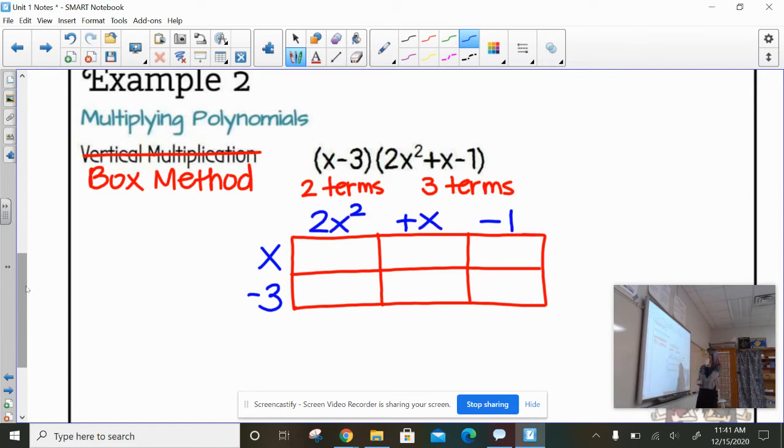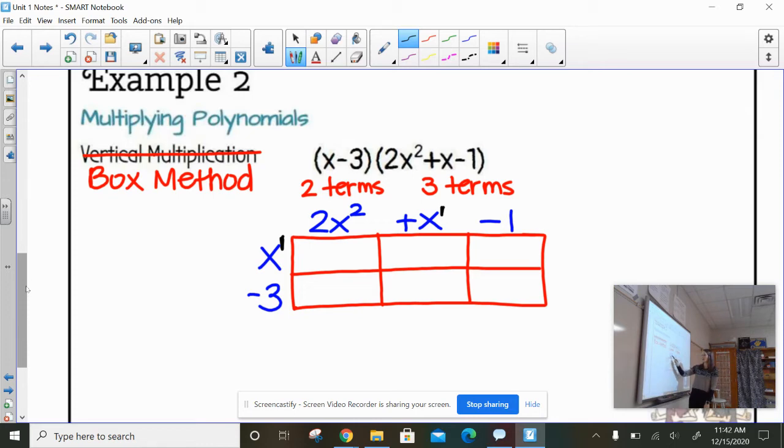Each term gets its own set of boxes. Okay, so if you have to draw your own box, each term gets its own set. All right, so like this is the next to the first, so if you need to put that here and that here, you can do that. All right, so I'm multiplying now.